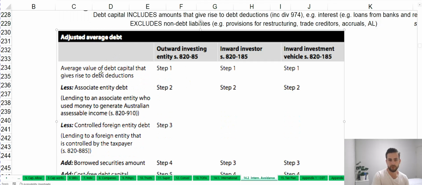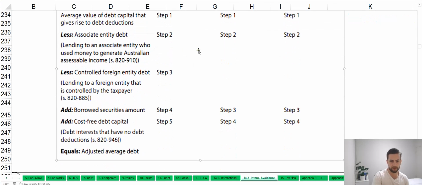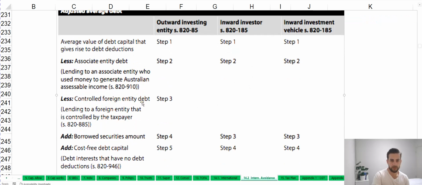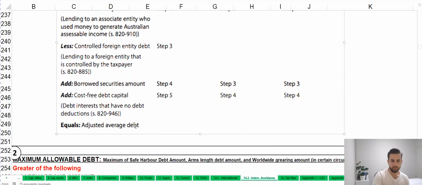So we've figured out what the average value debt is, let's say it's $1 million, then we look for these things as well, depending on which type of entity it is. So let's say it's an outward investing entity. We go to this step here, which is we adjust for associate entity debt. We adjust for controlled foreign entity debt. But if you're an inward investor, you actually skip it down to here. You go to borrowed securities amount, and so forth.